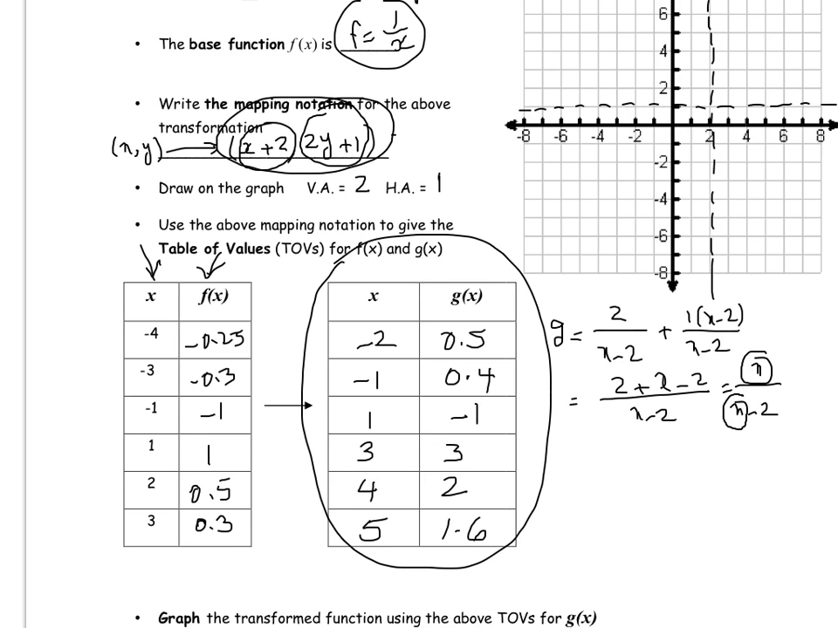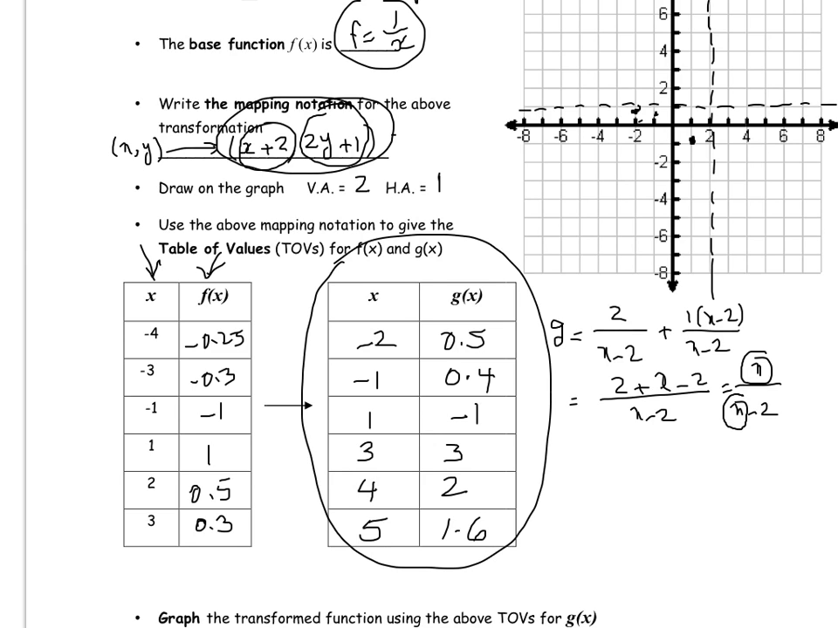When x is negative 2, which is here, y is 0.5. So the point that I'm going to get is this point somewhere around here. When x is negative 1, y is 0.4. So I get a point close to the x-axis here. When x is 1, y is negative 1, which is here.